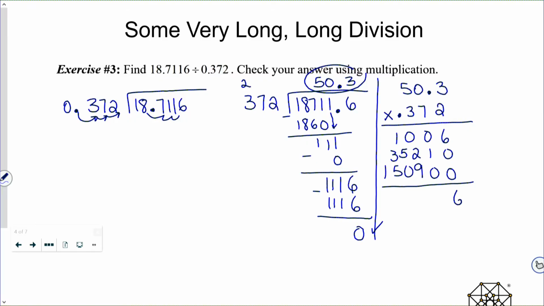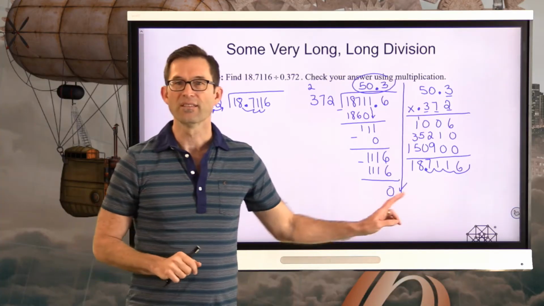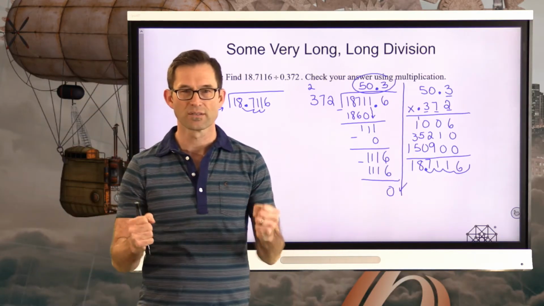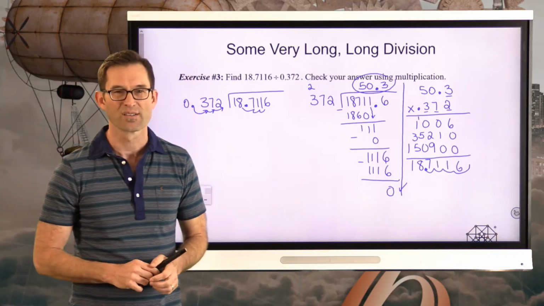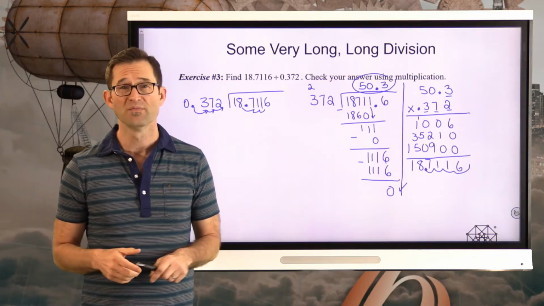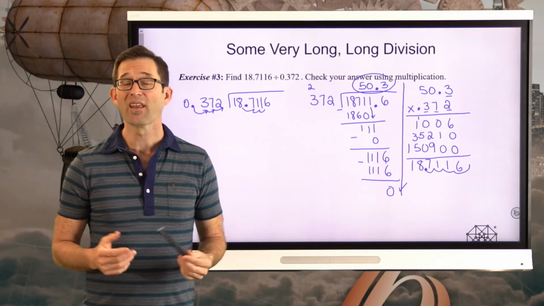6 and zeros is 6. 1, 11, carry the 1, watch out. 0, 5, 1, and 1 is 7. 8, 1, I have 1, 2, 3, 4 decimal places. 1, 2, 3, 4. And we have it. 18.7116. Definitely correct. Awesome.